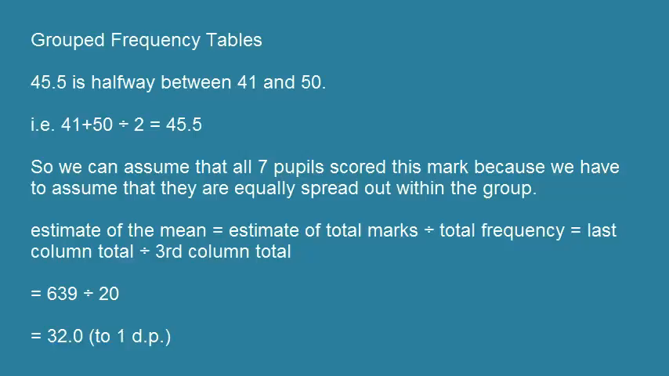Estimate of the mean equals estimate of the total marks divided by the total frequency, which equals the last column total divided by the third column total, which equals 639 divided by 20, which equals 32.0 to 1 decimal place.